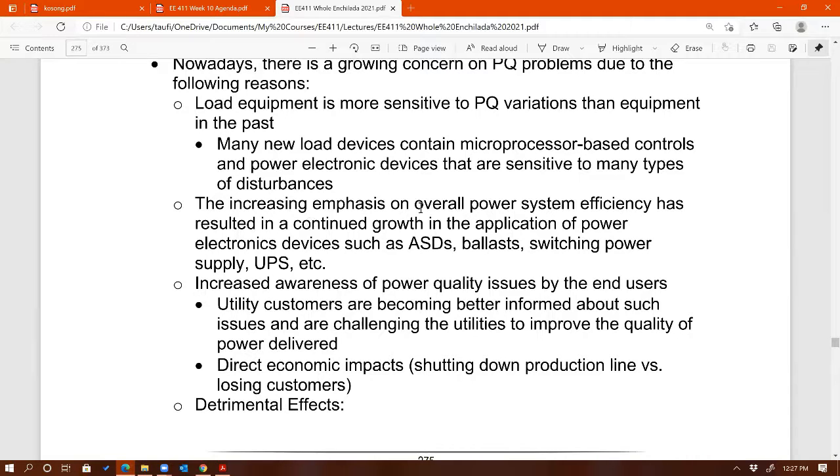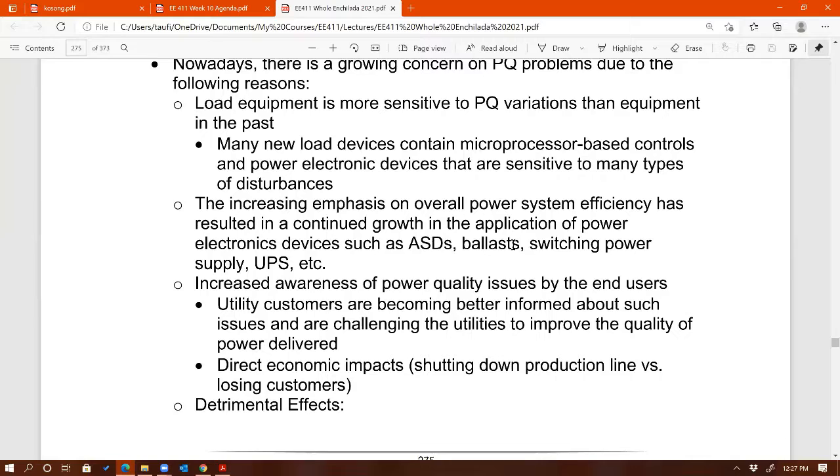The increasing emphasis on overall power system efficiency has resulted in continued growth in power electronics. As you learn from EE411, the main objective of power electronics is to convert electrical energy from one form to another in the most efficient manner, right? So everybody nowadays is for efficiency, saving energy, basically, right? And that's the reason why more and more power electronics based loads are being used, right?